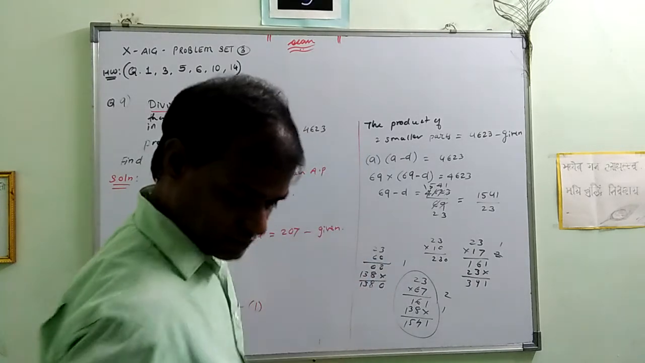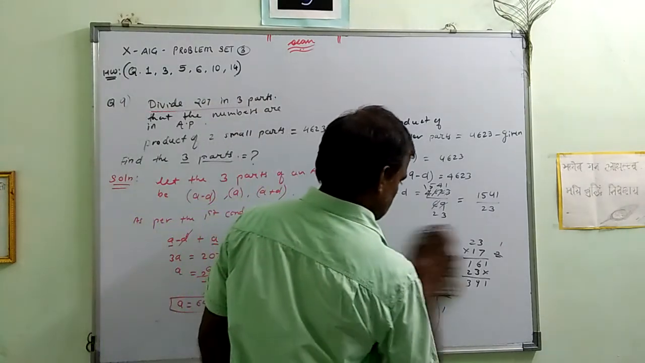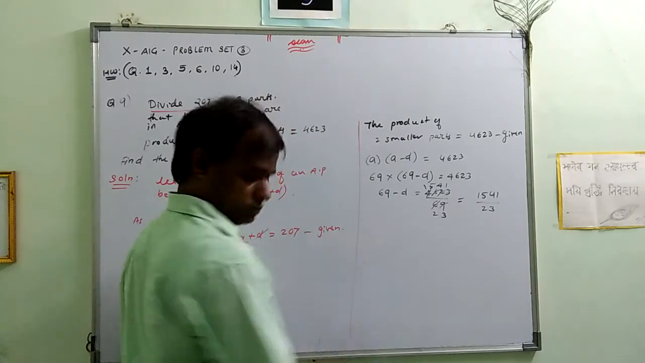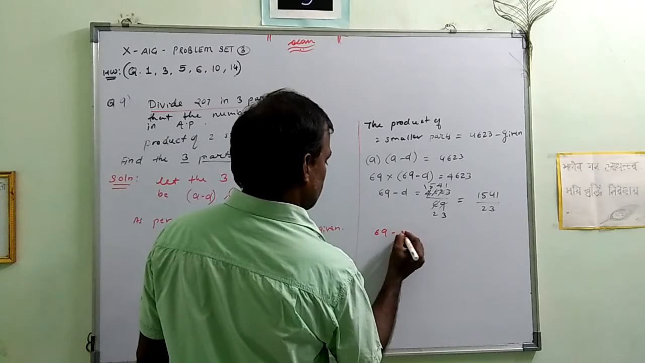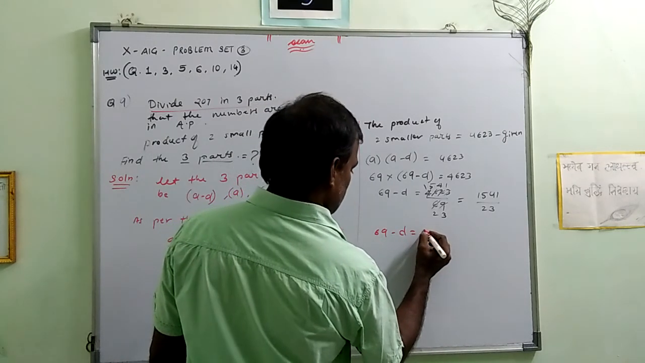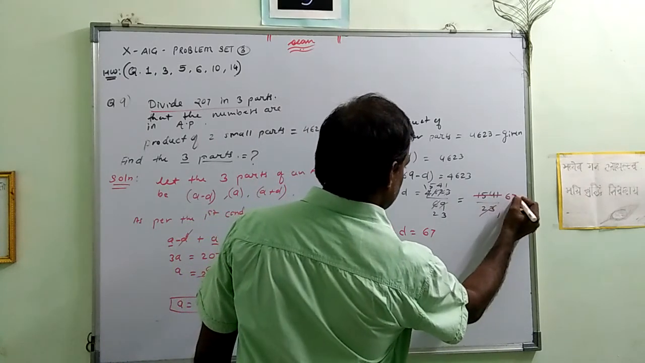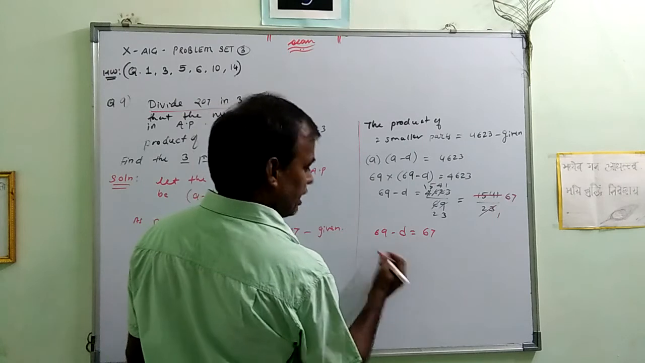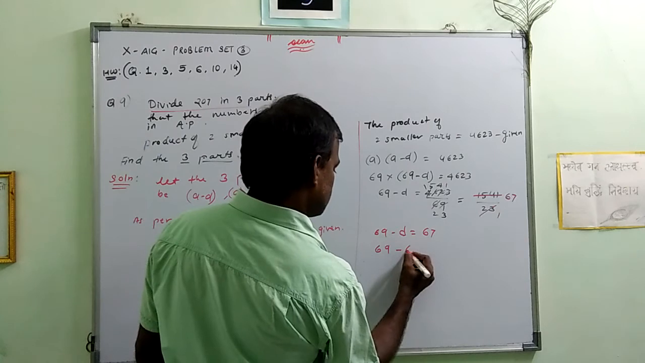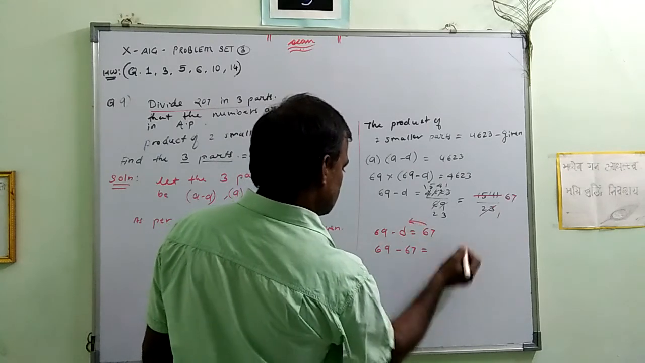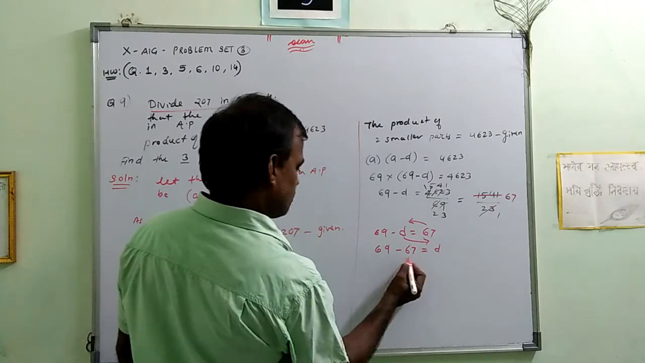So let's write it. D equals to 67, this gets cancelled in 67 times. I did the rough work. So 69 minus 67, this comes this side, this goes that side, equals to D, and this gives us 2.